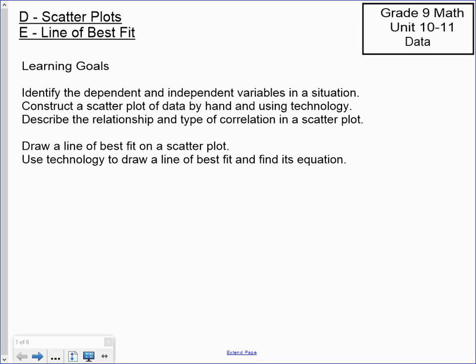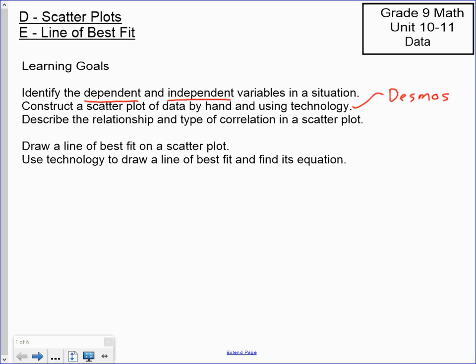So hopefully by the end of this lesson, you'll be able to, first off, identify the dependent and independent variable in a situation. We're going to talk about what those two words mean. And then we'll get into constructing scatter plots. We'll do an example by hand. And then after this, you guys are going to do an investigation where you will do it using technology. So you want to have the Desmos app downloaded on your iPad if you don't have it downloaded already.